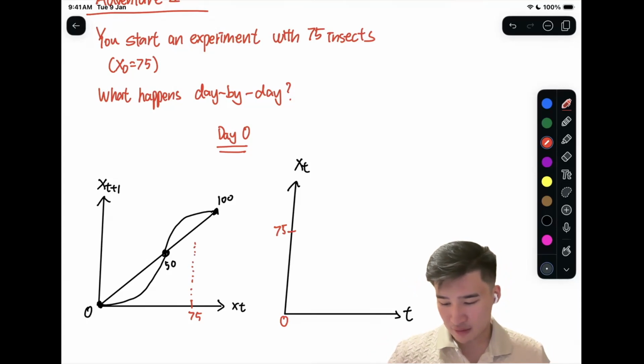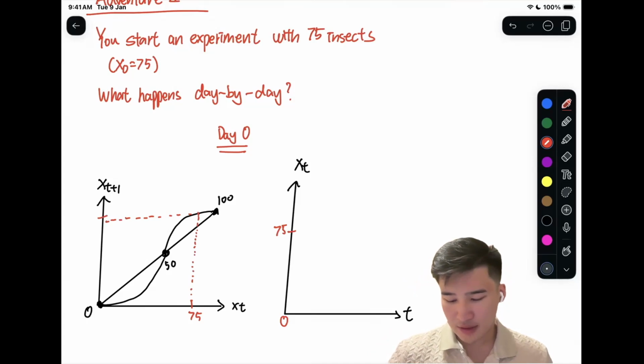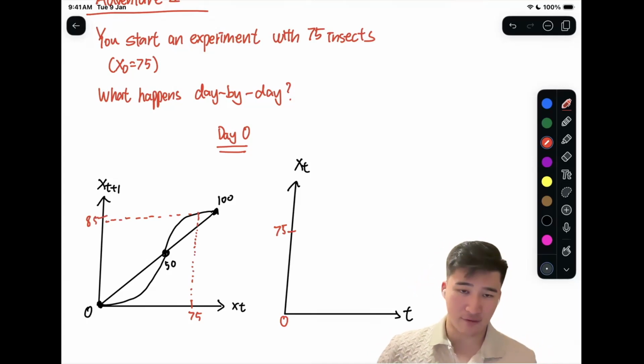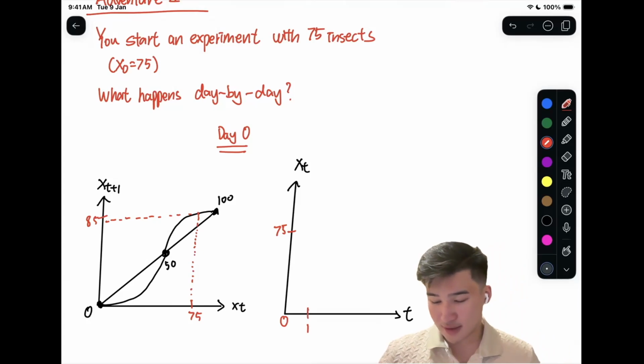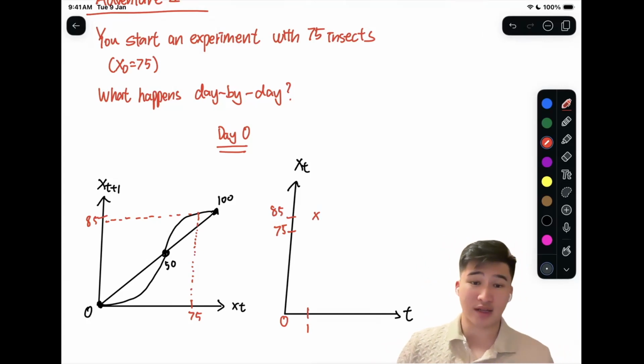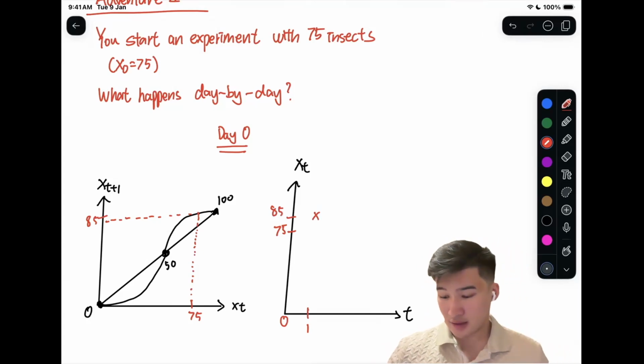So 75 goes up, and we got something here. Here, we'll say it is somewhere around 85. Okay, 85. So the population for tomorrow, let's say day 1, is going to be 85 because we got this from the graph, right? So this is day 0. That's what we know. Today is going to be 75, and tomorrow we're going to have 85.